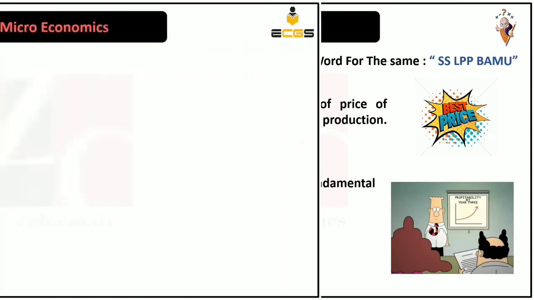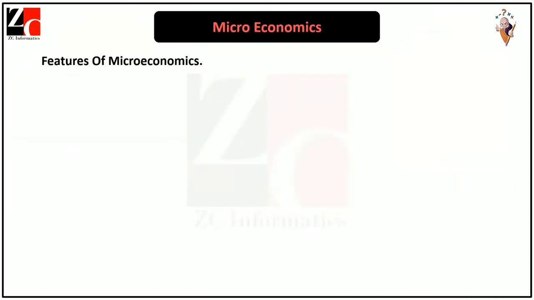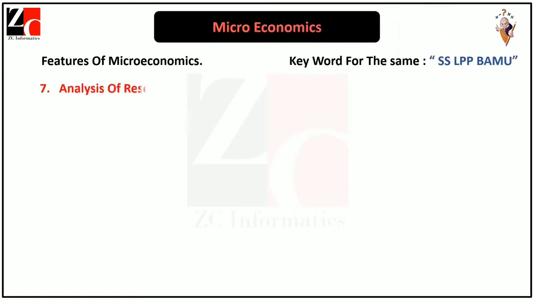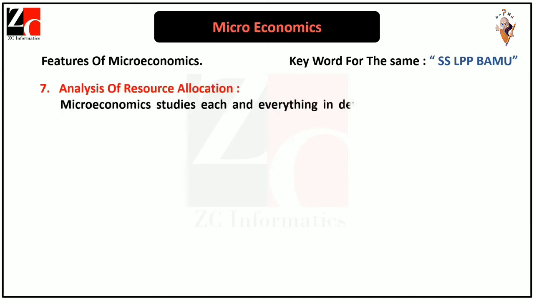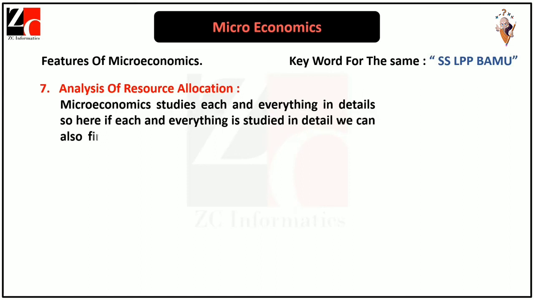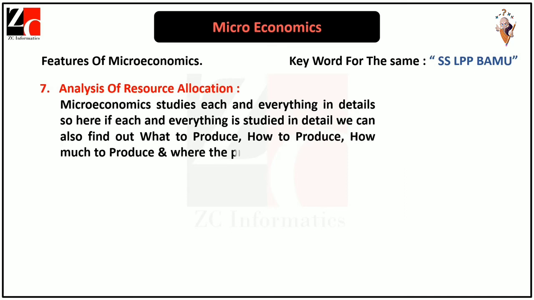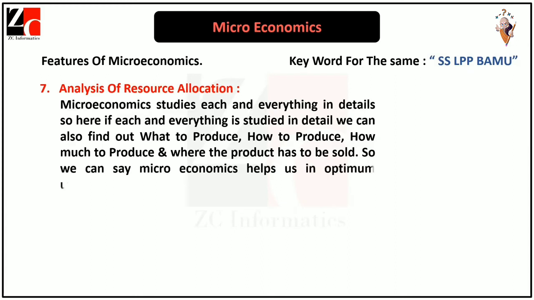Point number 7. Analysis of resource allocation. Microeconomics studies each and everything in detail. So here, if each and everything is studied in detail, we can also find out what to produce, how much to produce, and where the product has to be sold. So we can say microeconomics helps us in optimum utilization of resources. Microeconomics deals with the allocation of resources among competing groups. It also deals with the problems of income distribution.